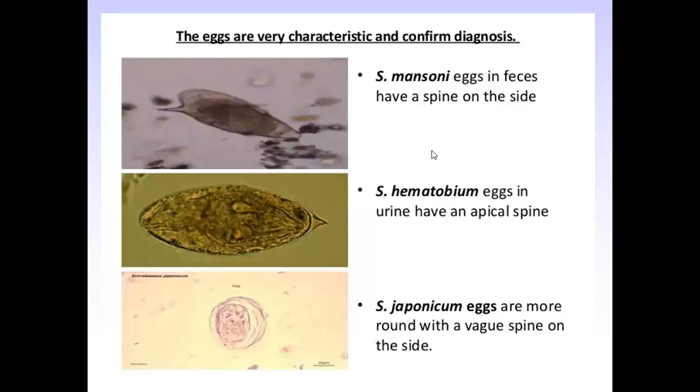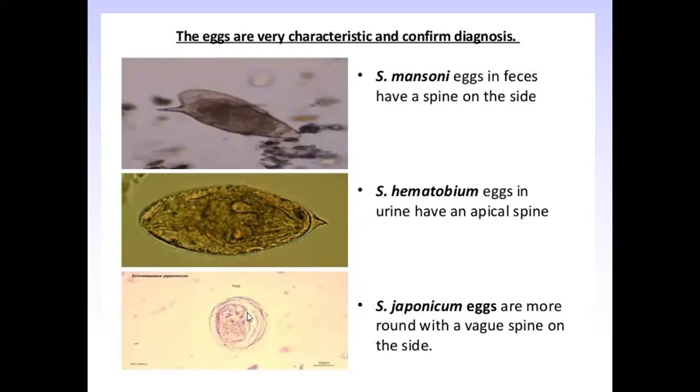The eggs are going to help in the diagnosis of the species. In case of Mansoni, the eggs have a characteristic elongated shape, and the most important feature, and the question which generally is asked in the viva as well as in your MCQs, is the positioning of the spine. Because in case of Mansoni, it has a lateral spine. In case of Haematobium, it has an apical spine. So the spine is at the edge, at the top, in case of Haematobium, whereas it is on the lateral side in case of the Mansoni.